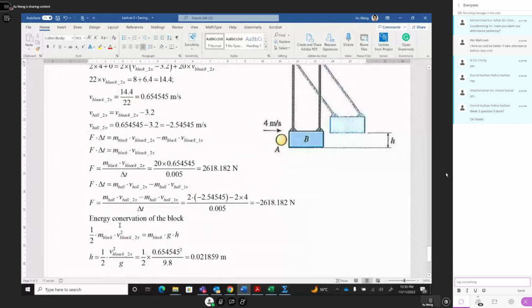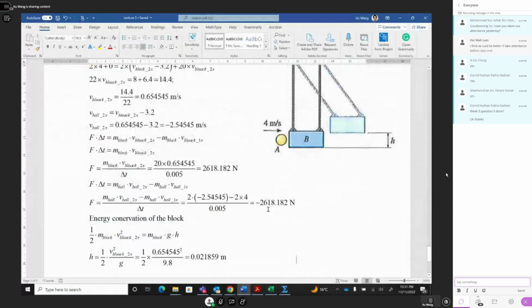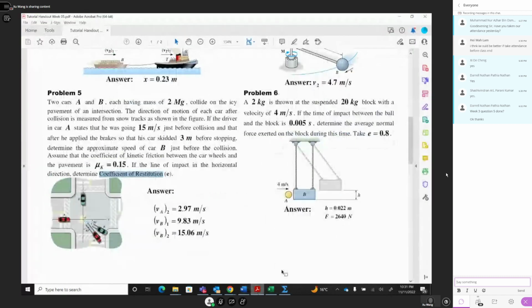And this is, you can find what the force is. Force is positive 2,618 on the block. For the ball, it's minus 2,618 on the ball. The action and reaction, and we also calculated how high the block can move. This height should equal 0.021859. Okay, this is not asked by the question, but we do it. The question only asks what the force is. What's the force they get? Force is 2640. What do we get? 2618. A little bit of change. 2620.